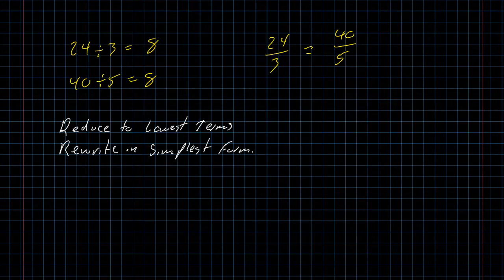The instructions are changing in language. Some people talk about this process as reducing to lowest terms. Some people talk about this process as rewriting in simplest form. Either way you know it, it means the exact same thing. If we see a fraction and we can find common factors, we can eliminate those common factors and come up with a simpler fraction.